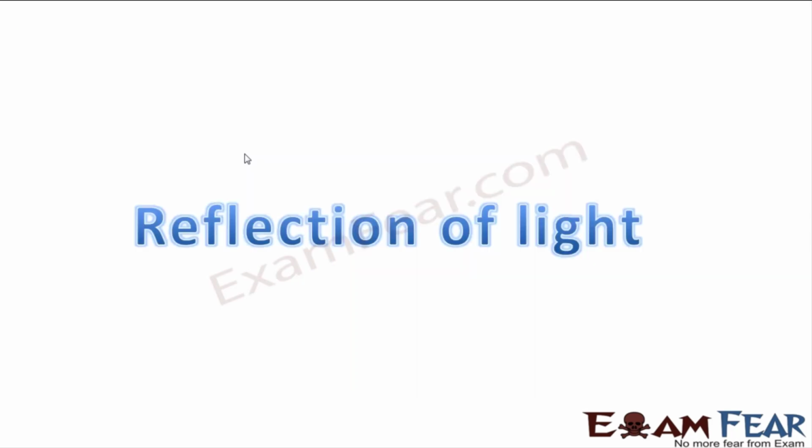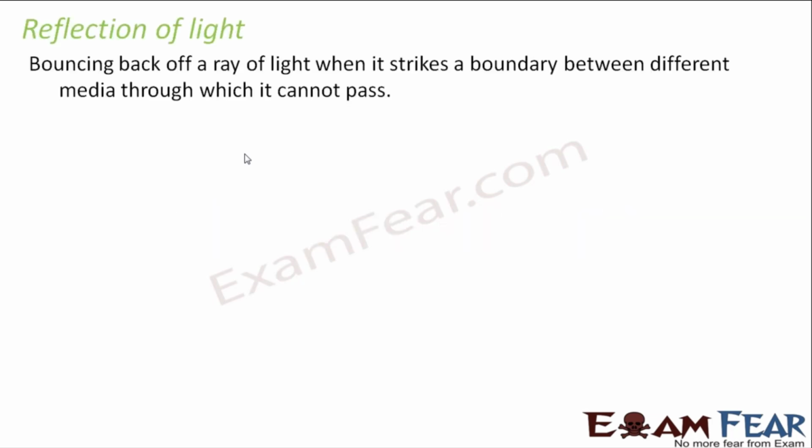Now let us start with the first phenomenon shown by light, that is known as reflection of light. So what is reflection of light? It is the bouncing back of a ray of light when it strikes a boundary between different media through which it cannot pass. Let us suppose you keep certain object through which light cannot pass through.